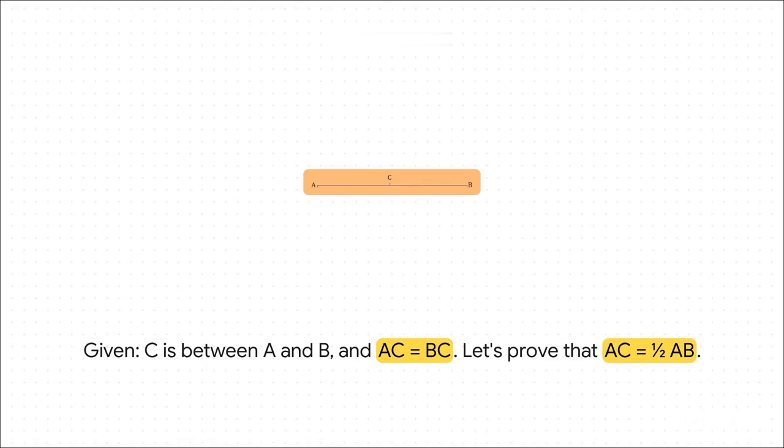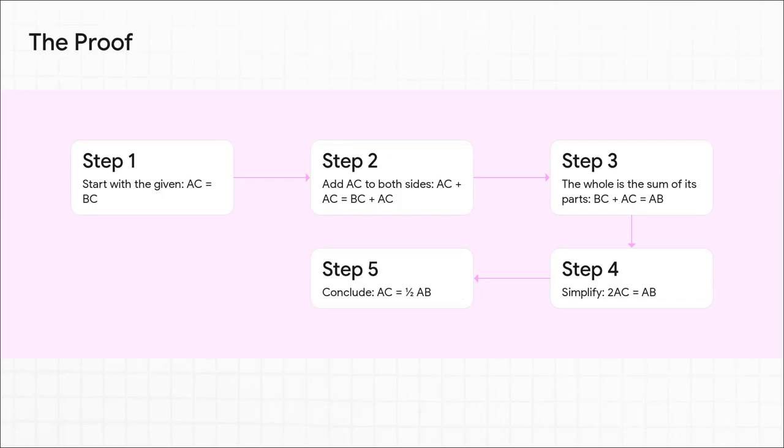All right, here's our first case. We're given this line segment, AB, and we're told that point C is smack dab in the middle, which means the length of AC is exactly the same as the length of BC. Our job is to prove, without a shadow of a doubt, that the segment AC is exactly half the length of the whole line AB. So, let's walk through it.